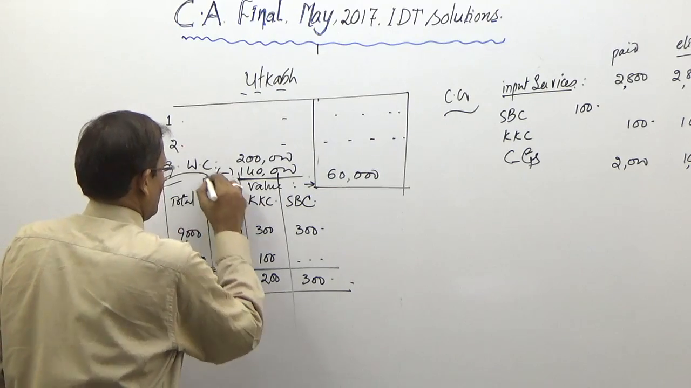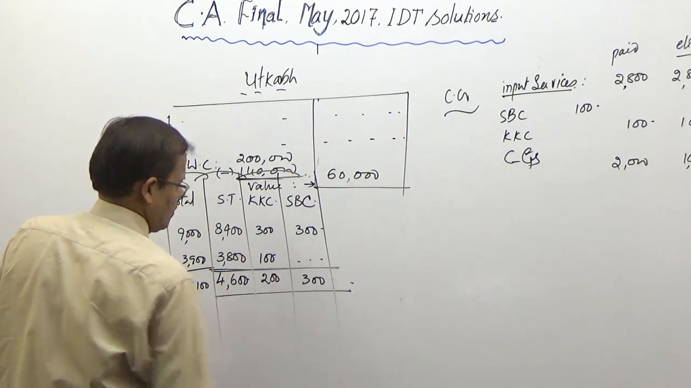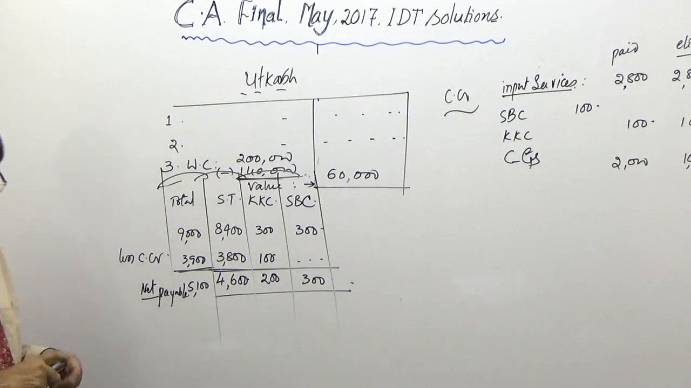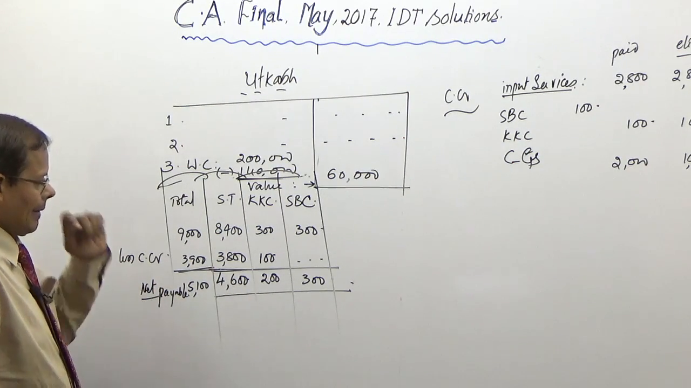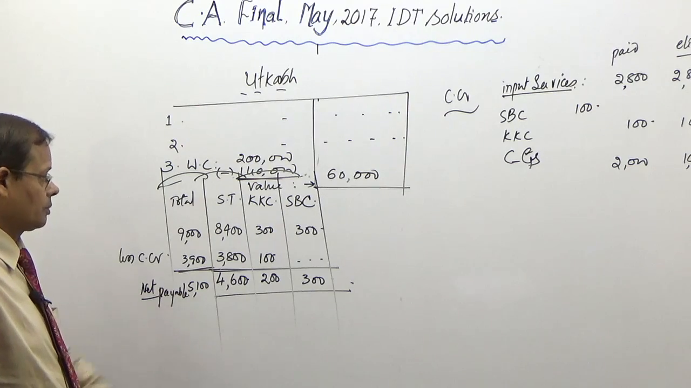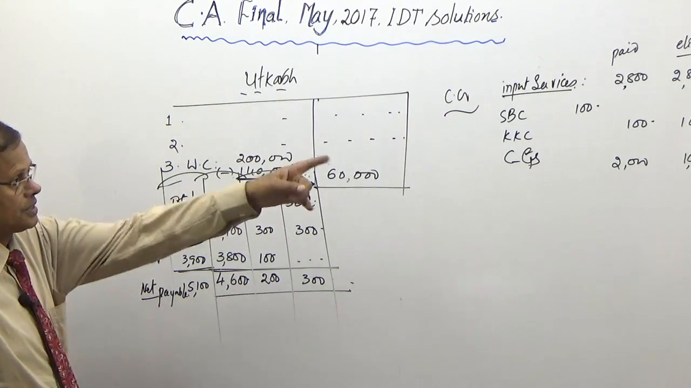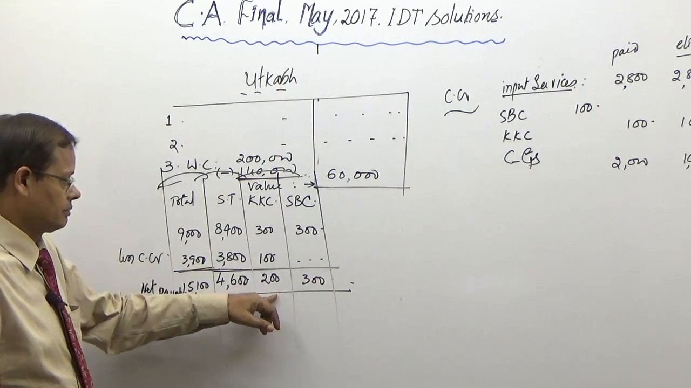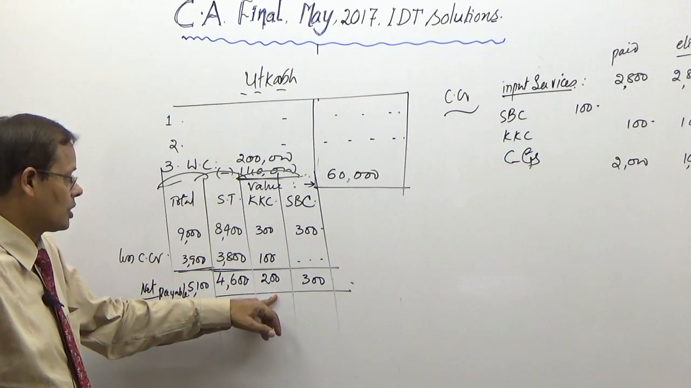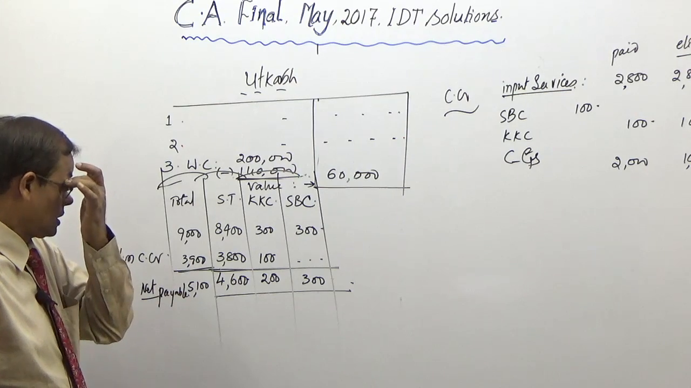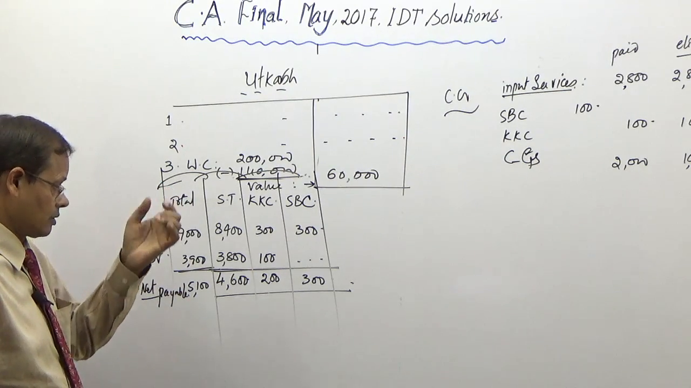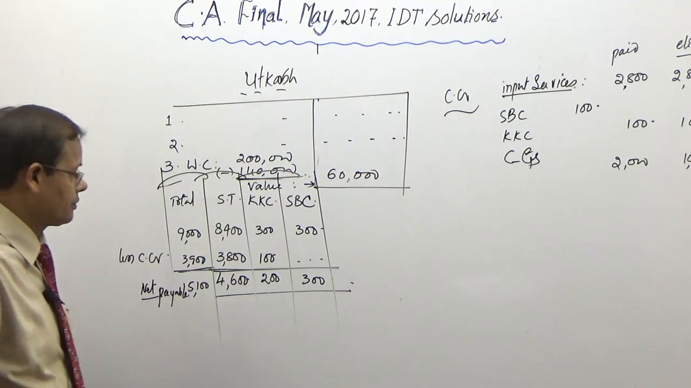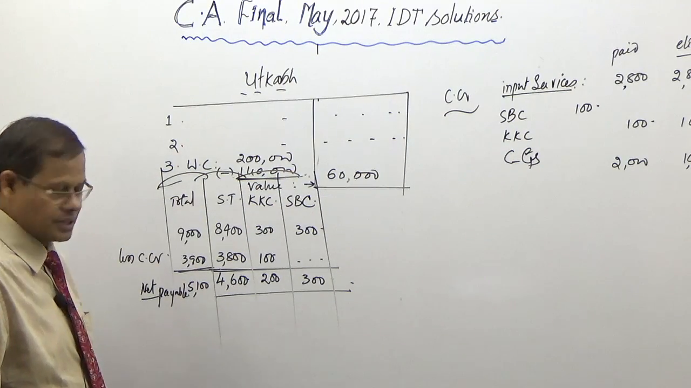Okay. Please check up. You have to pay SBC. That SBC credit is not available to you. KKC adjustable. KKC net 200 you are paying. Service tax 8,400 as a whole you have to pay. Out of that you are paying, you are utilizing the credit of 3,800, 4,600.